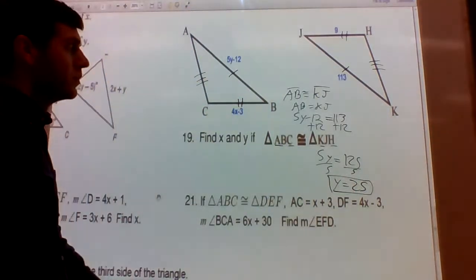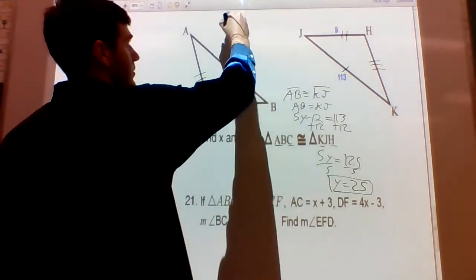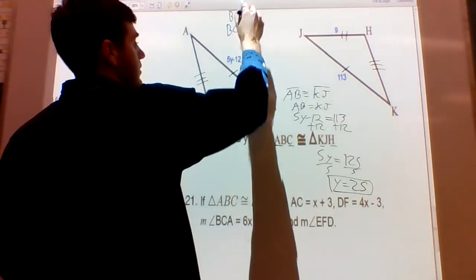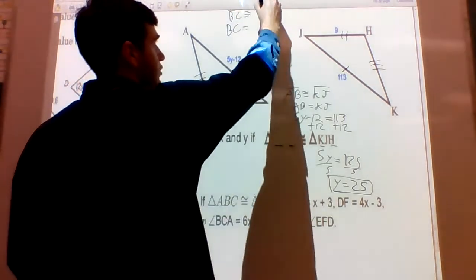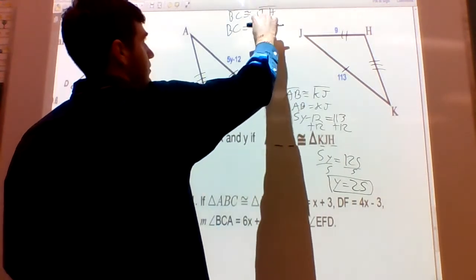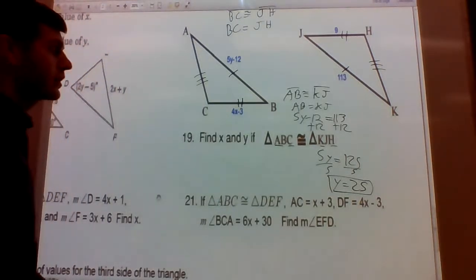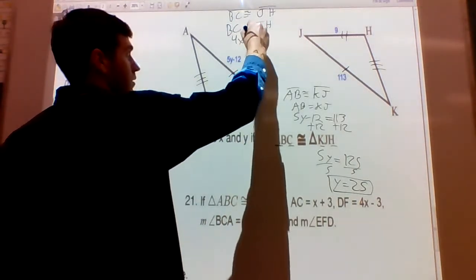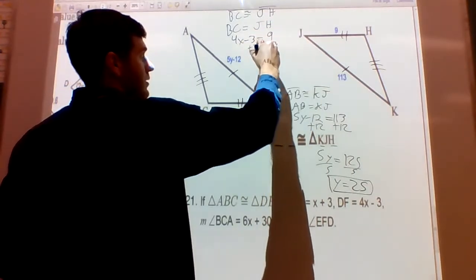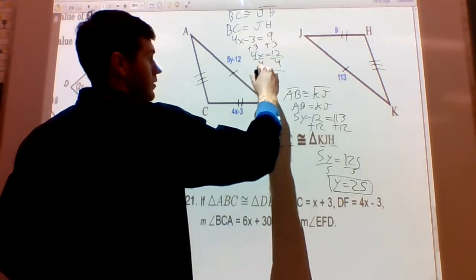Okay. We also know that BC is going to be congruent to JH. So therefore, BC is going to be equal to JH, right? The length of BC is going to be equal to the length of JH. So we know 4x minus 3 is going to equal 9. Add 3 to both sides. 4x is going to be 12, divided by 4. X is going to be 3.